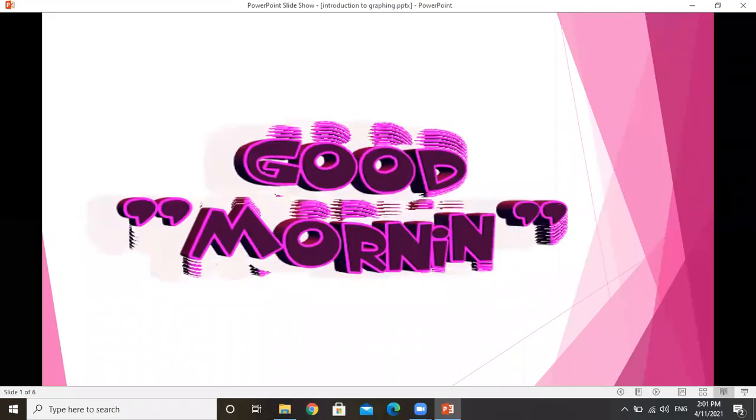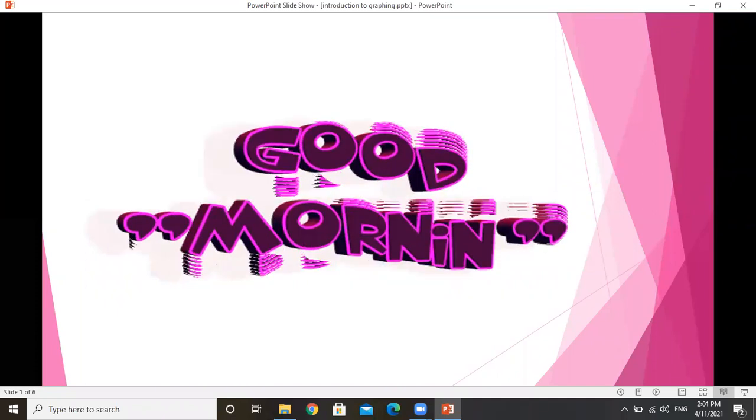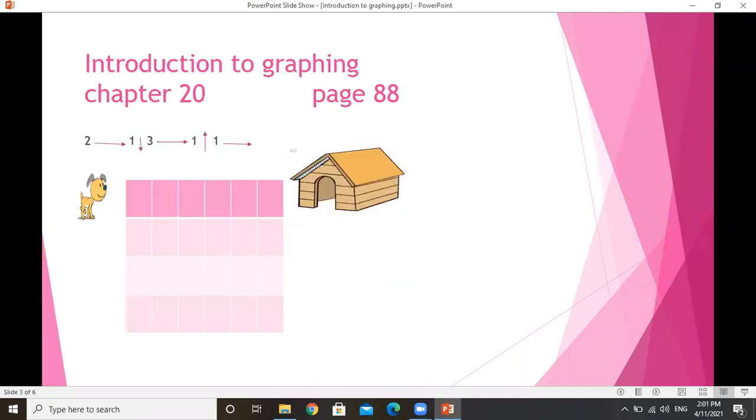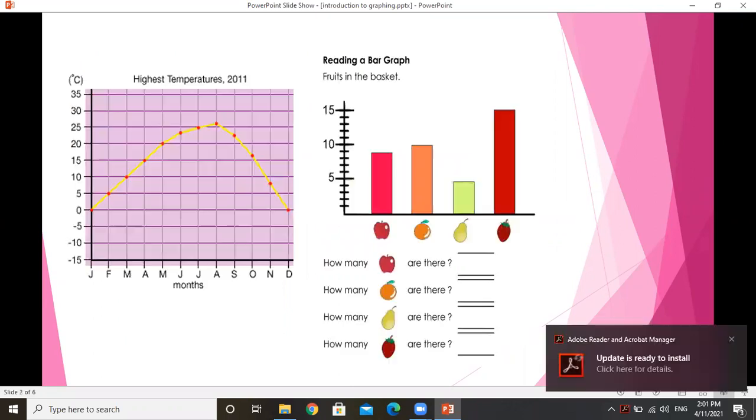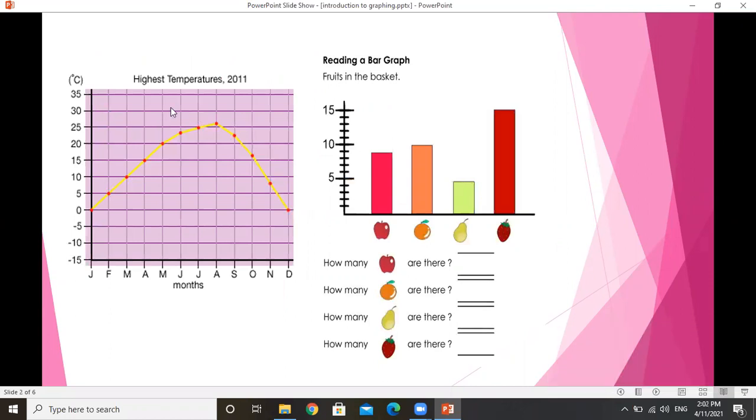I miss you all. Our lesson today is about Introduction to Graphing, Chapter 20, page 88. When we talk about graphing, this means that we are talking about these kind of graphs. So, these pictures indicate two kinds of graphs.